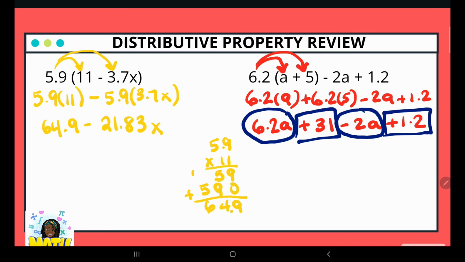So now I can go ahead and simplify. So 6.2a minus 2a is 4.2a, and then positive 31 plus 1.2 is positive 32.2. That is my final answer. There's nothing else I can combine, so I leave it as is.